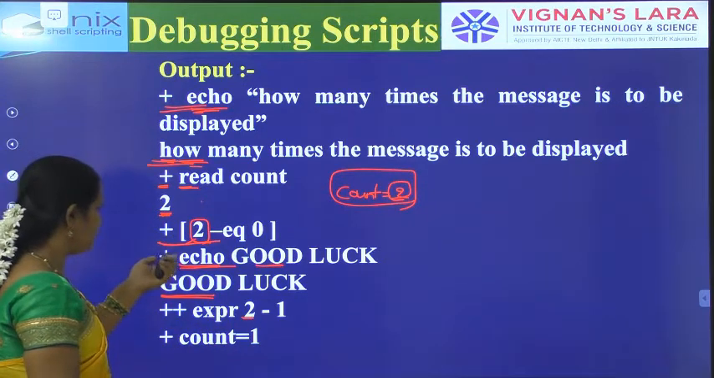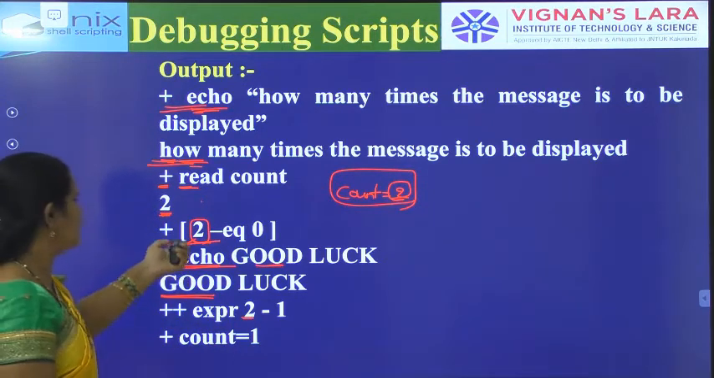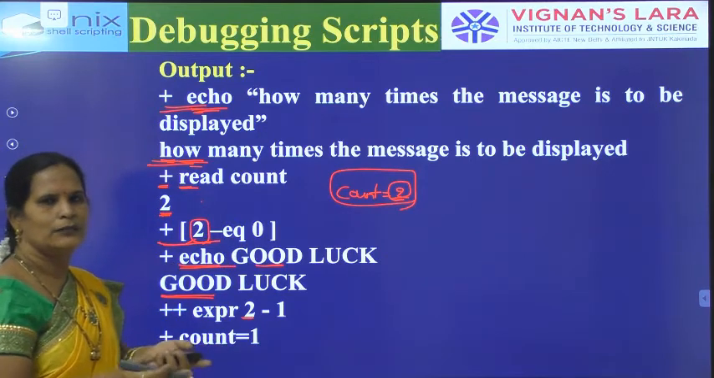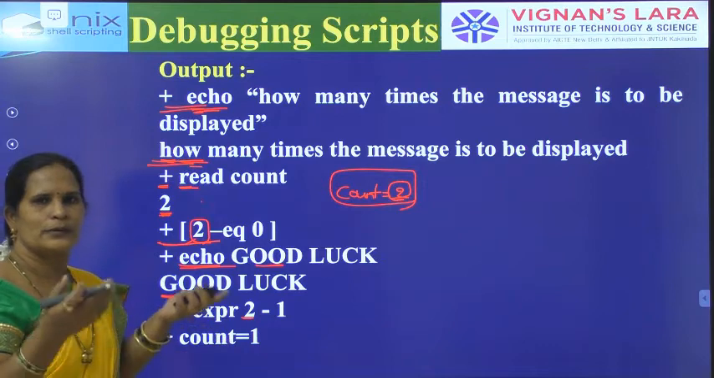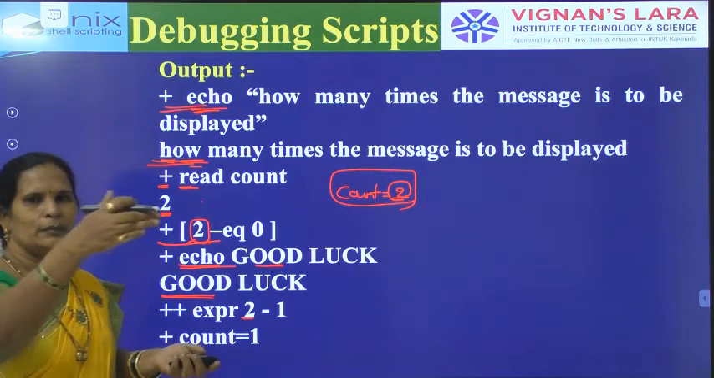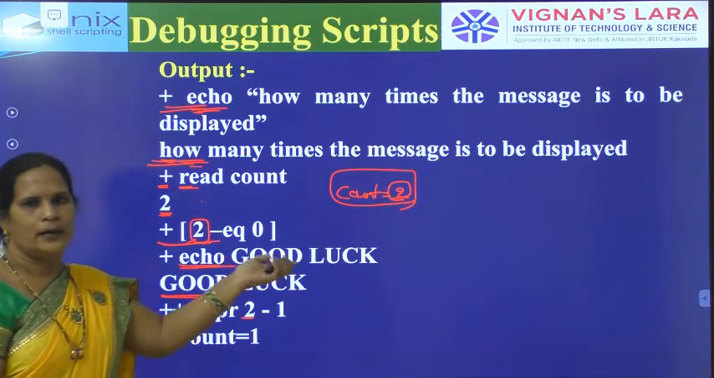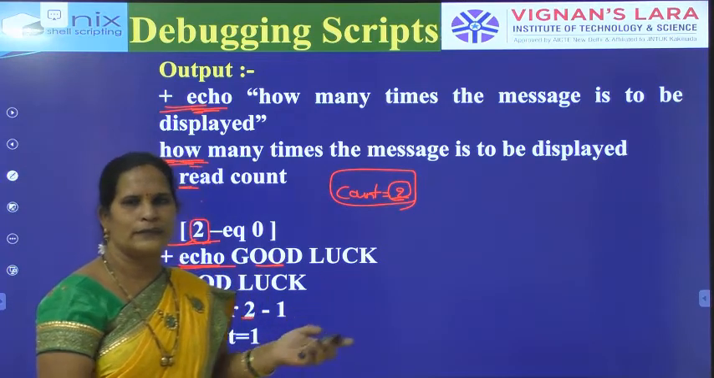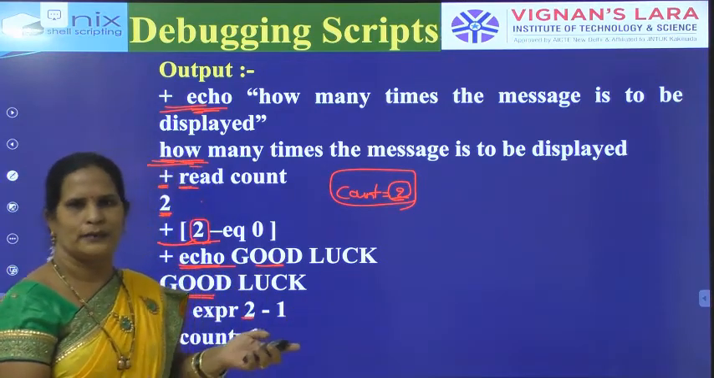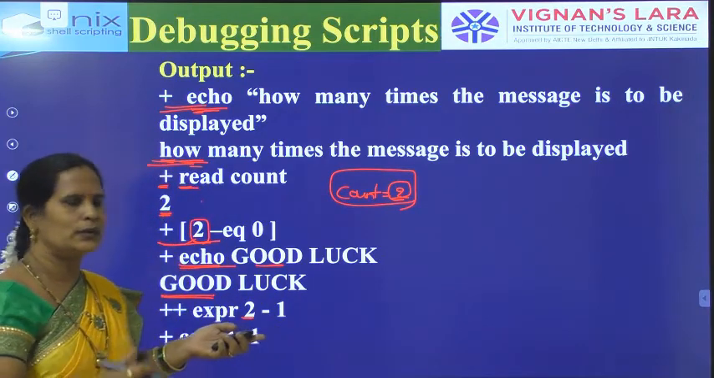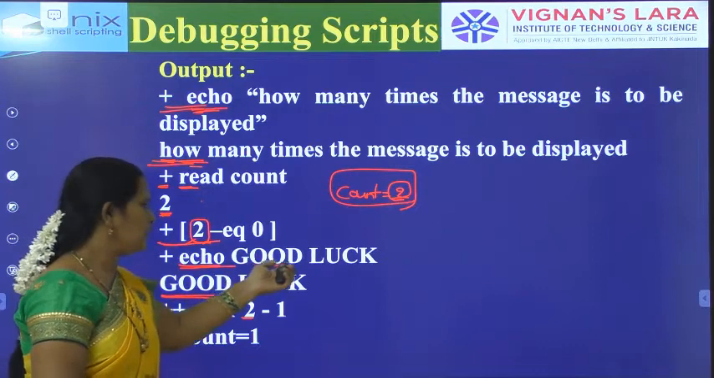Next is the conditional expression, 2 equal to 0. 2 equal to 0 returns what? False value. Whenever the until condition expression is a false value, the statements specified between do and done are executed. The first statement is echo space dollar asterisk. It is going to receive the message we sent. Here I sent the message good luck, so dollar asterisk means it is going to display the message good luck.